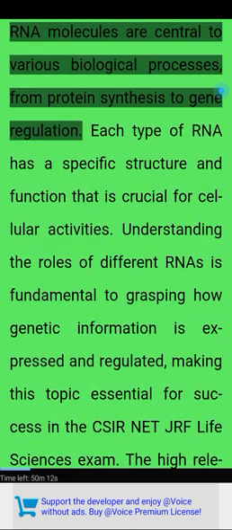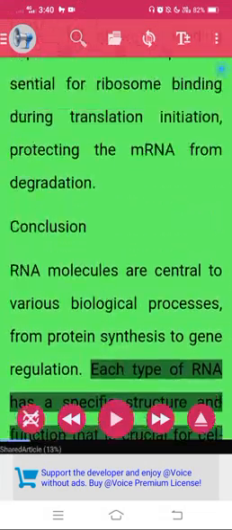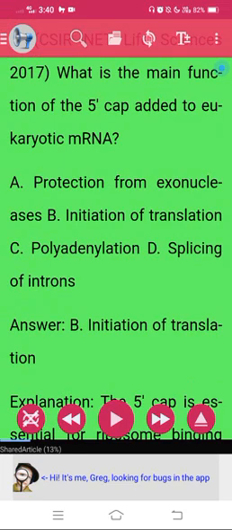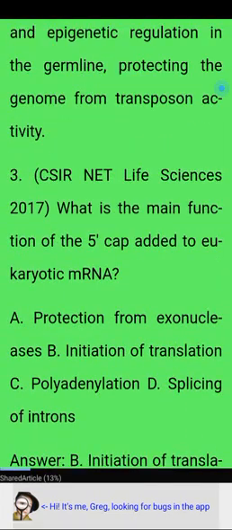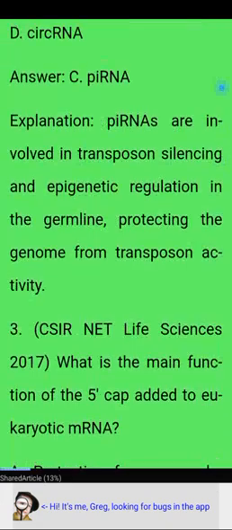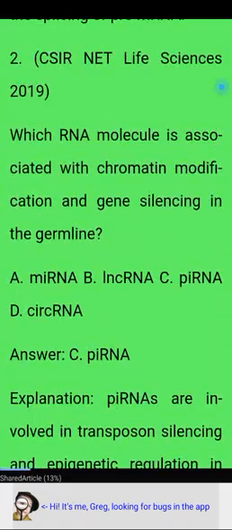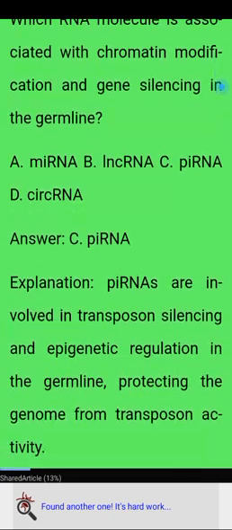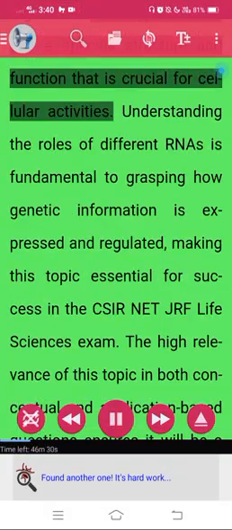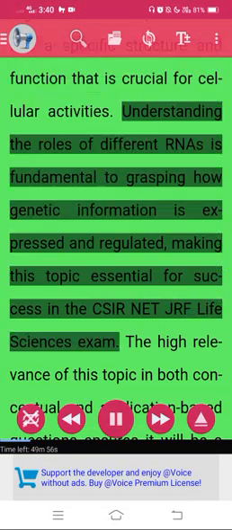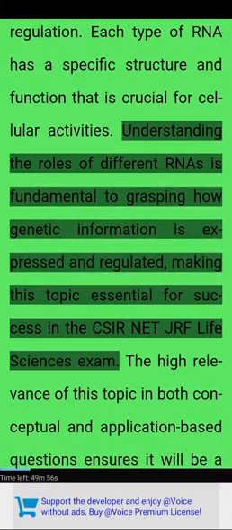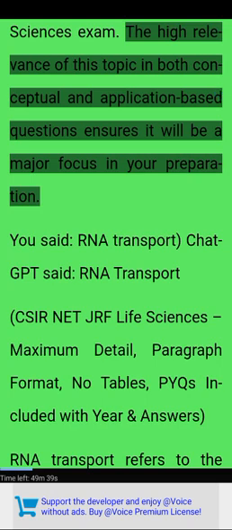Conclusion. RNA molecules are central to various biological processes, from protein synthesis to gene regulation. Each type of RNA has a specific structure and function that is crucial for cellular activities. Understanding the roles of different RNAs is fundamental to grasping how genetic information is expressed and regulated, making this topic essential for success in the CSIR NET JRF Life Sciences exam. The high relevance of this topic in both conceptual and application-based questions ensures it will be a major focus in your preparation.